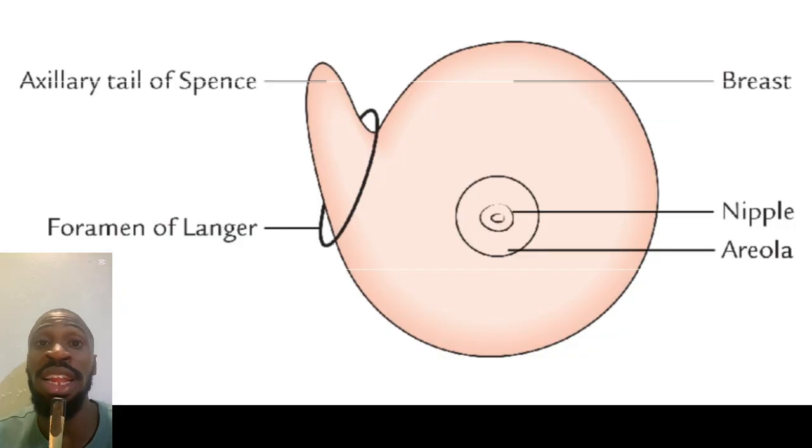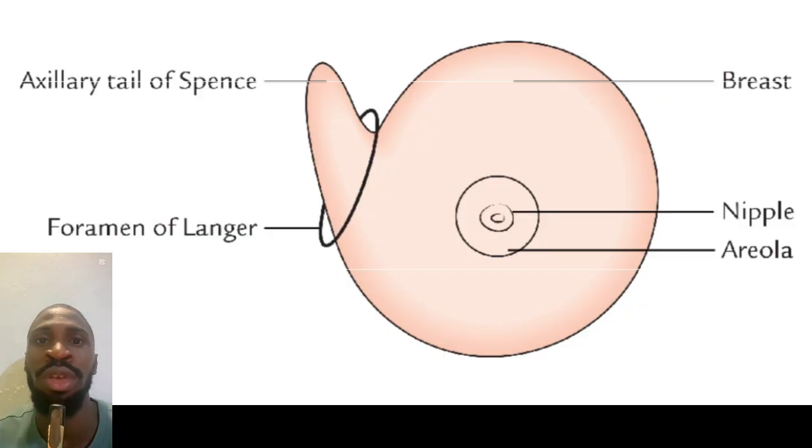So the mammary gland of the breast is not just a conical structure or a hemispherical structure. It also has an extension called an axillary tail of Spence. It's located in the superficial fascia of the pectoral region, and also it pierces through the foramen of Langer to enter into the axilla.